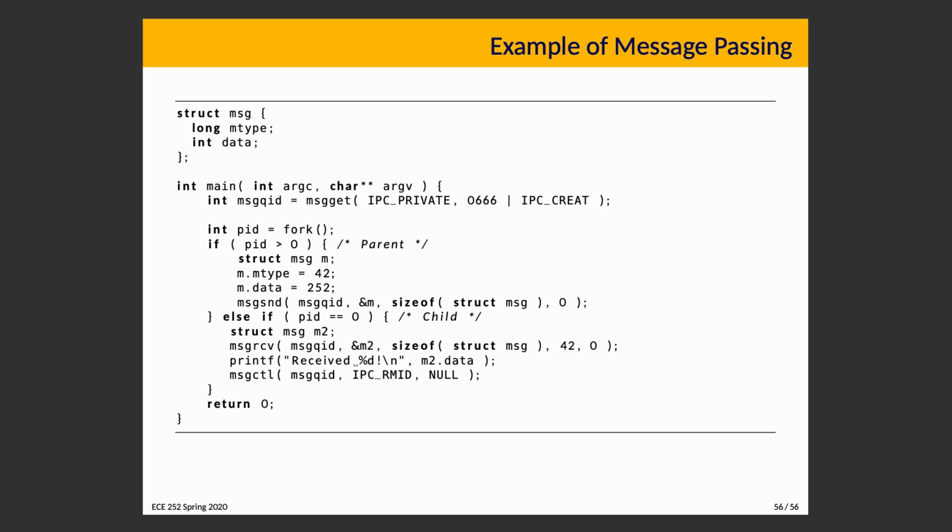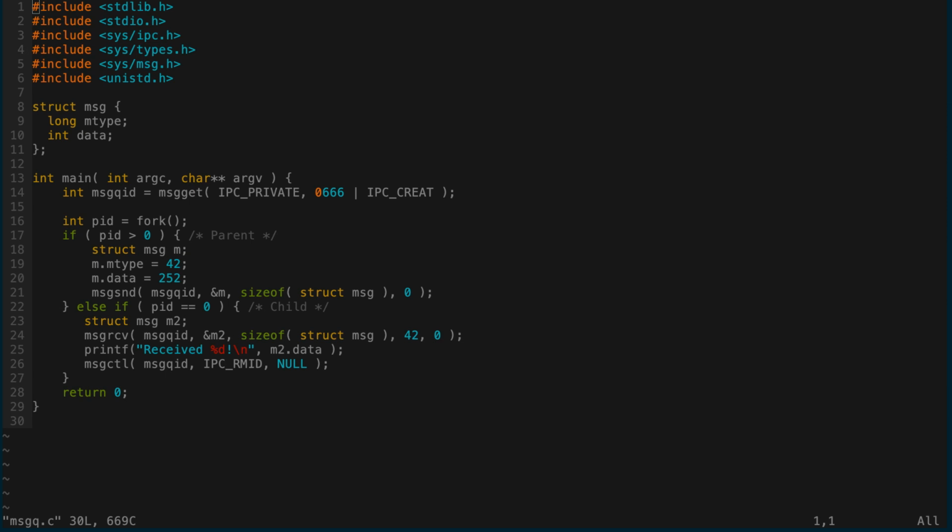It's shown here on the slide, but it's better if we look at it actually in the editor and we can run it. Okay, we've had to include a couple more headers here, in particular the IPC header, as well as some things for types and message queue, but that's okay. We've got our definition of the type of message here.